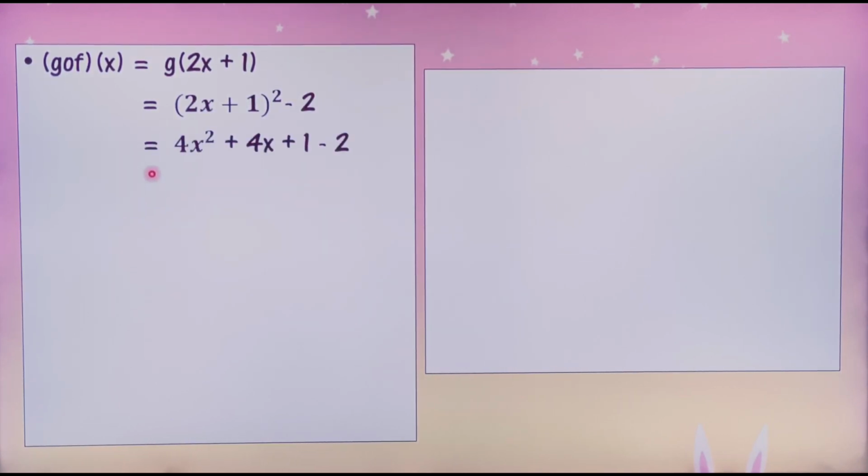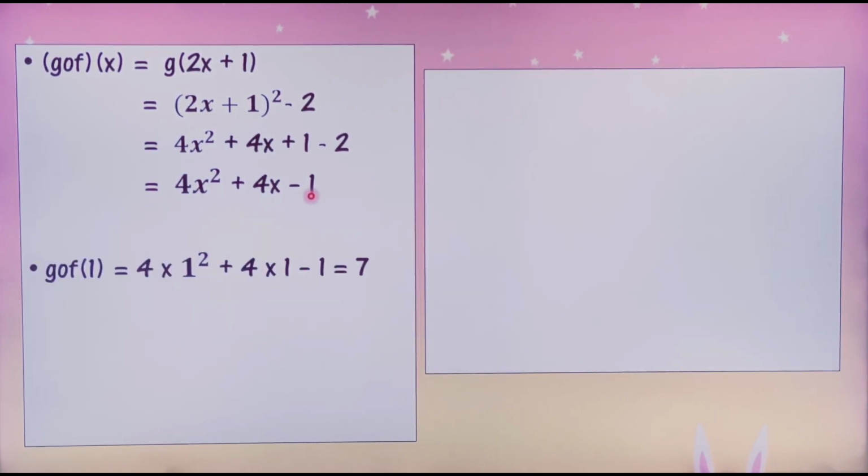Now see, (g∘f)(x) is equal to g(2x + 1). That is equal to (2x + 1) whole square minus 2. That is equal to 4x² + 4x + 1 - 2, which gives 4x² + 4x - 1.